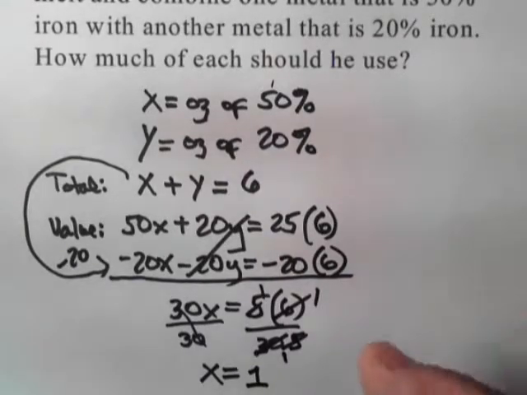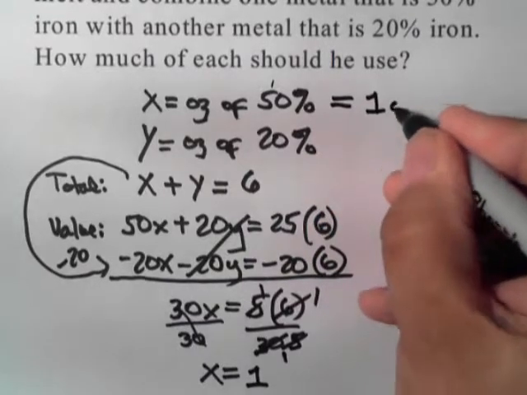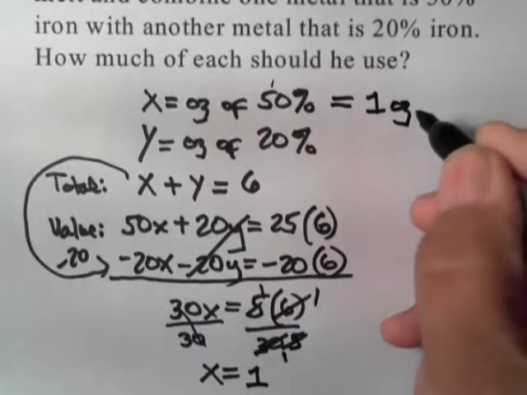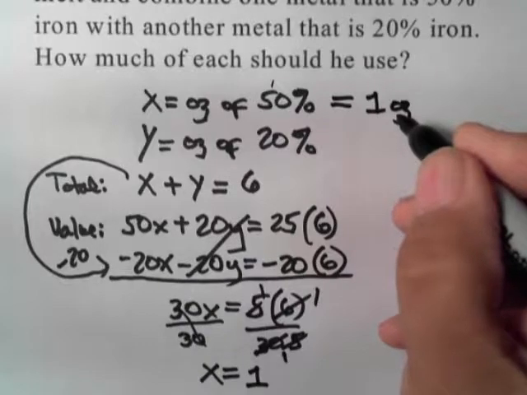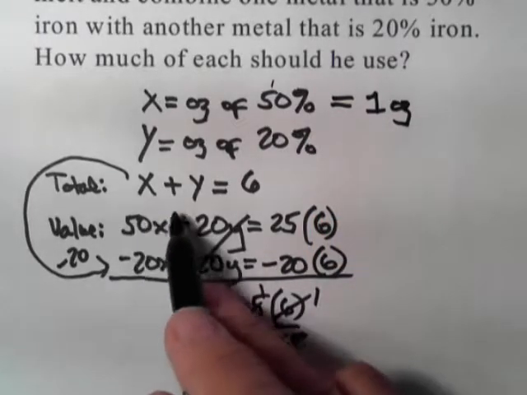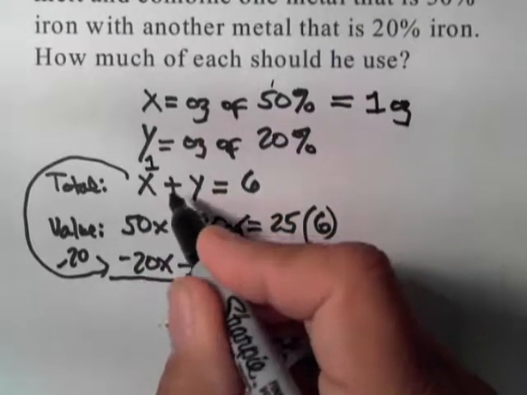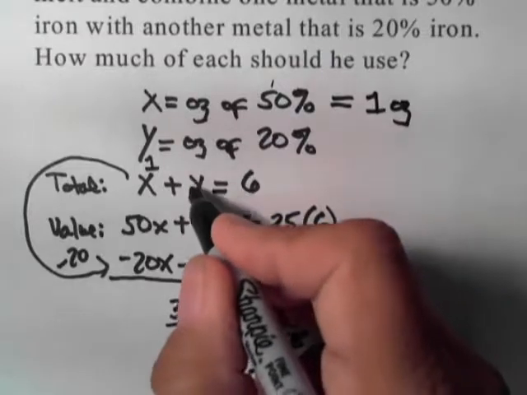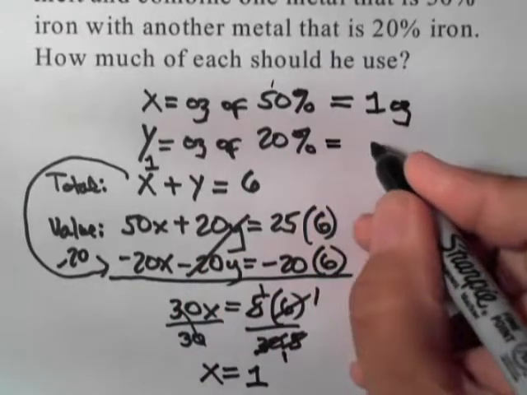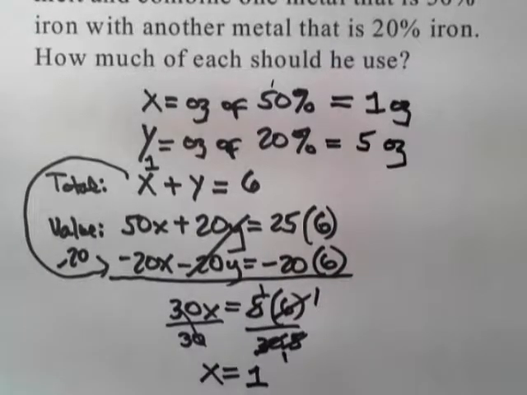Okay, well, that means we know that what we want here is 1 ounce of the 50% stuff. And then how many ounces of the 20%? Well, remember again, you can do this in your head. If x equals 1, 1 plus what equals 6? I think y has to be 5, isn't it? So 5 ounces of the y. Okay, well, there's how mixture problems are worked out.